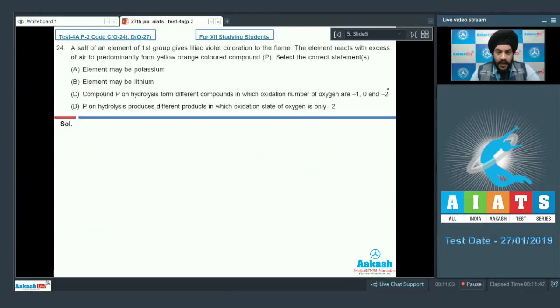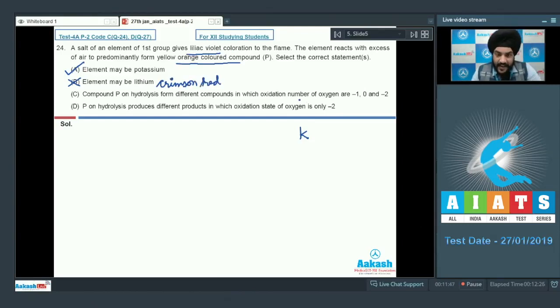Question number 24. A salt of an element of first group gives lilac-violet coloration to the flame. The element reacts with excess of air to predominantly form a yellow-orange colored compound P. Select the correct statement. Students, if we talk about the flame coloration by the alkali metals, the lilac-violet coloration is provided to the flame by potassium. So the element may be potassium. So option A is correct. Option B automatically becomes incorrect. Lithium does not provide lilac-violet coloration to the flame. In fact, it provides crimson red coloration.